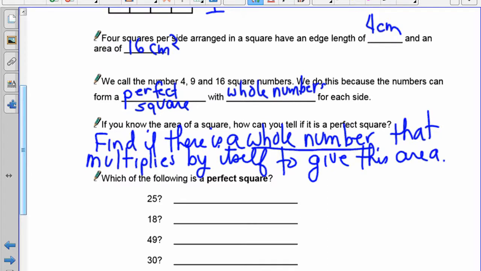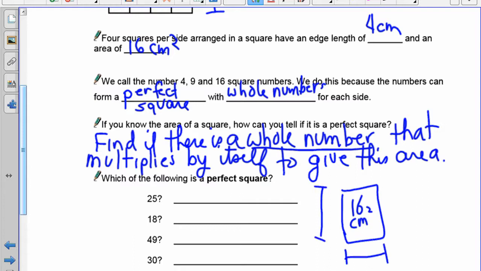So a question would be something like this. Here's a square on a question. It's going to say this is 16 centimeters squared, and it's going to ask you, is this a perfect square? Well, what you have to find is, what length are these 2 sides? Remember, it's length times width. So is there a number here and here, which is the same number because it is a square, that will multiply to give you 16? So what times what equals 16? Well, we know it's 4 by 4. So we know that this is a perfect square.